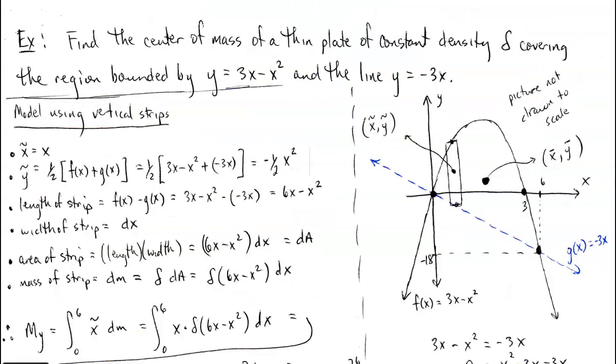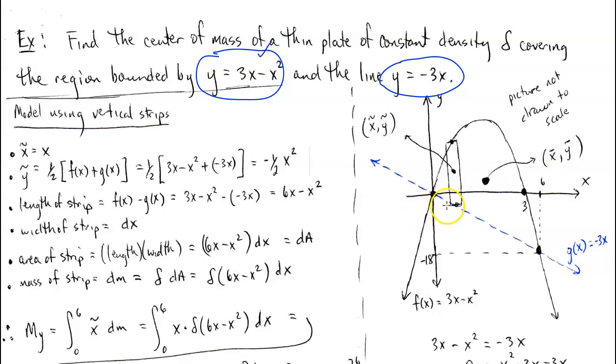Okay, so for our next example, it's kind of the same thing, but this time a little bit more interesting because we don't have a horizontal line as one of the functions. We actually have a line that has a negative slope. So we want to find the center of mass of a thin plate of constant density covered by the region bounded by these two functions here. And so what I did is I sketched a graph of what 3x minus x squared and what y equals minus 3x would actually look like.